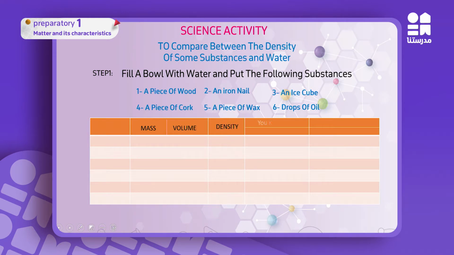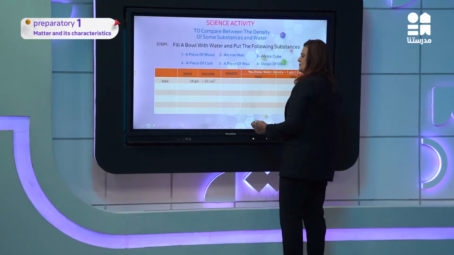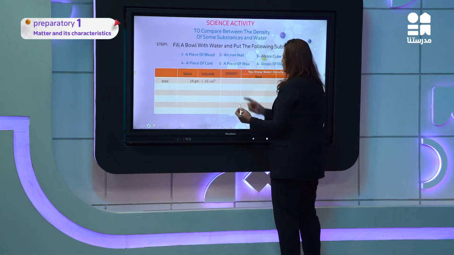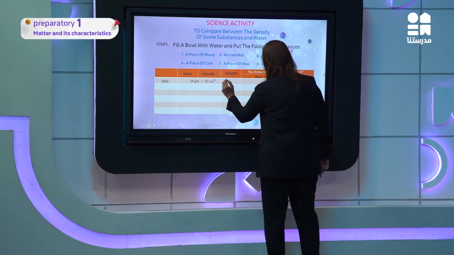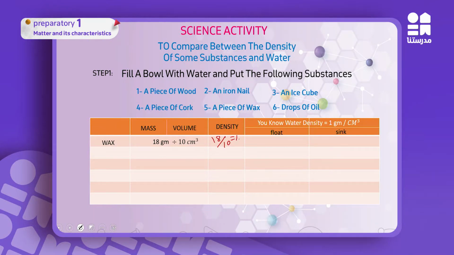In this table, we are going to calculate the mass, the volume, and the density for each one of them. And of course, you know that the density of water, as I mentioned before, is 1 gram per cubic centimeter. Okay? So, what about wax? Wax, its mass is 18 gram. I'm going to divide 18 over 10. Why 18 over 10? Because it is mass over volume. I want to bring the density. So I have here 18 over 10, which equals 1.8.